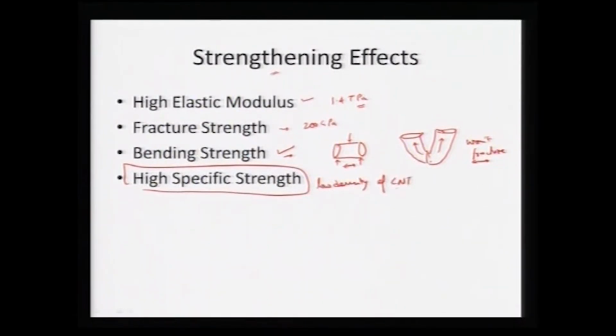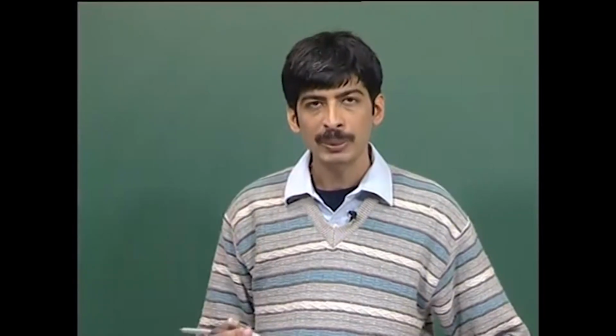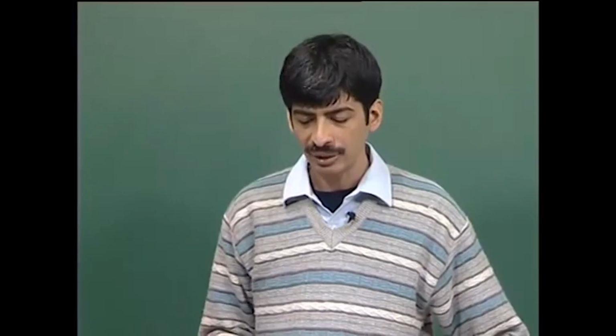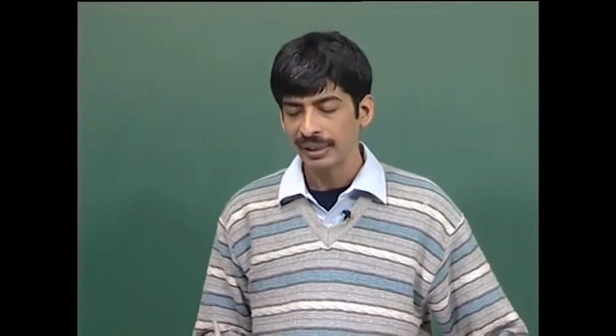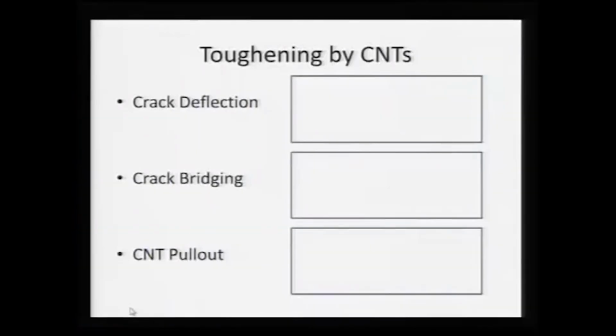So, because of the low density of CNTs, if I am dispersing them in a particular matrix, it can also yield very high specific strength, or the overall strength. It can be fracture strength, yield strength, it can basically be enhanced because of the presence of carbon. Apart from that, we can also achieve toughening, specifically in ceramics.